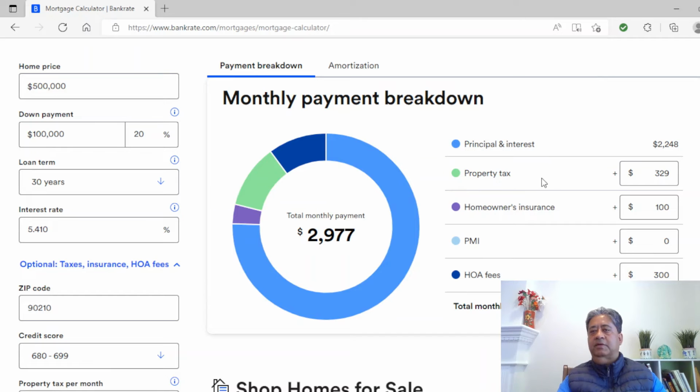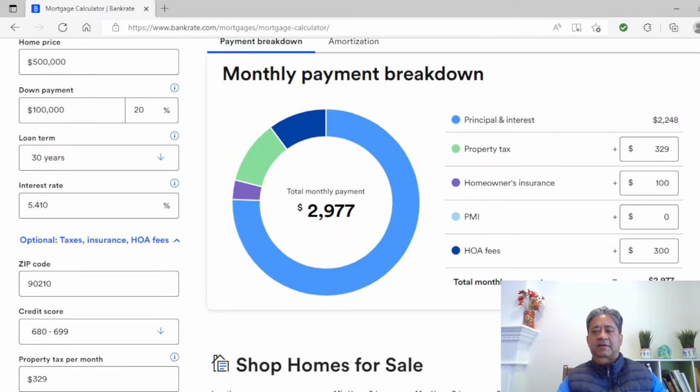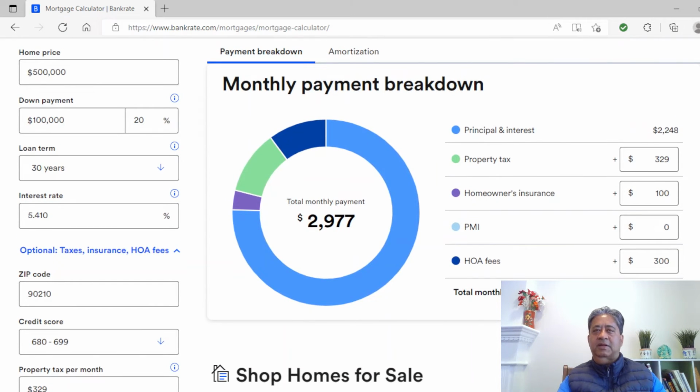Say for example, you're paying property tax of $320 a month. Homeowner insurance is $100 a month. PMI is not there, because you paid a 20% down payment. Homeowner association is $300. So covering all in all, $2,977 for these monthly payments.